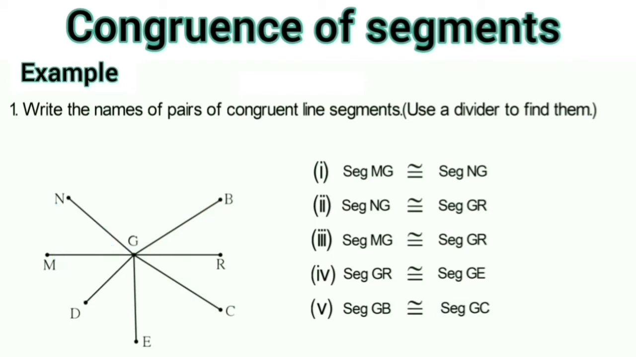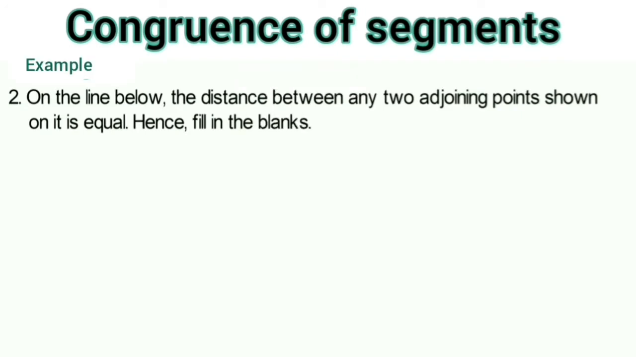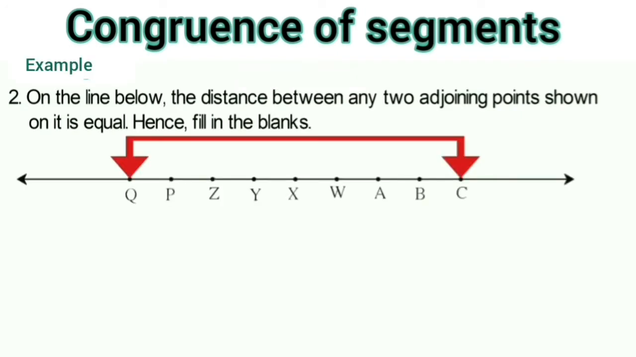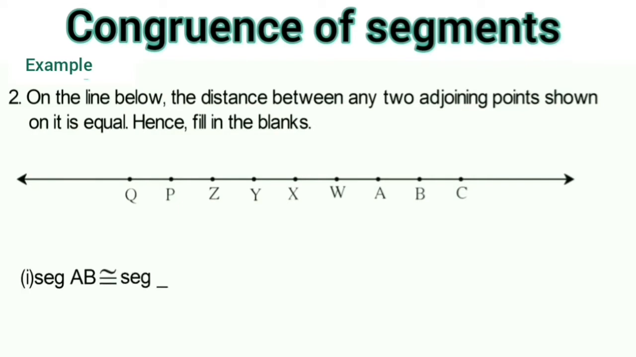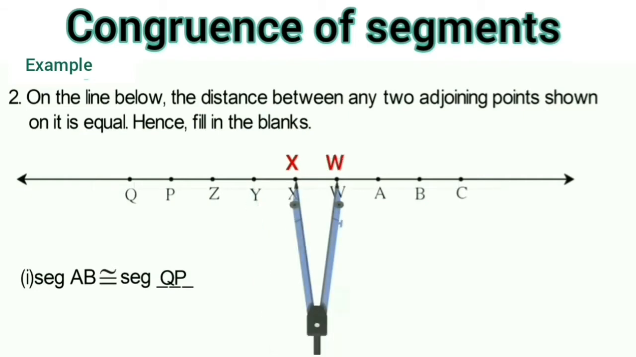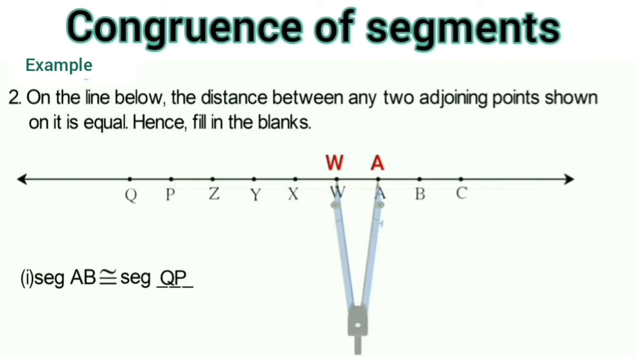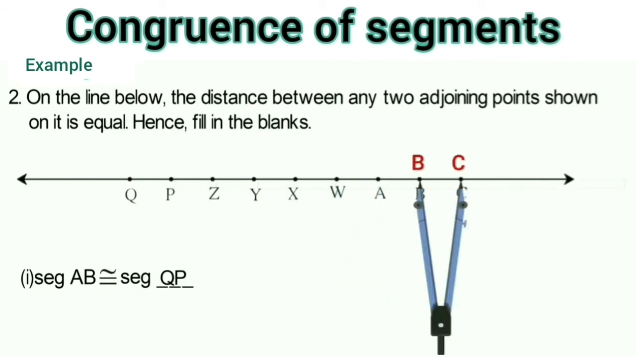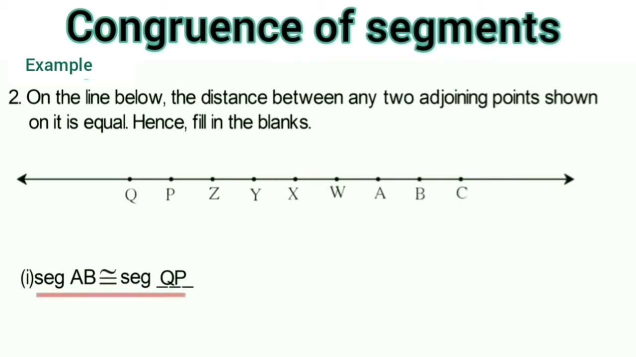Let us see another example. On the line below, the distance between any two adjoining points shown on it is equal. Let us fill the blanks. You can observe here segment AB is congruent to segment BC, segment QP, segment PZ, segment ZY, segment YX, segment XW, segment WA, segment AB and segment BC. So, you can write any one of the answers from these segments.